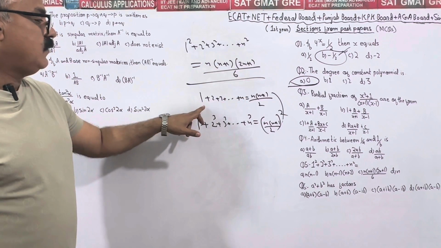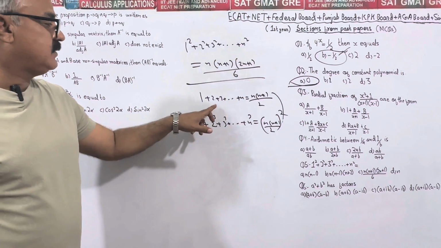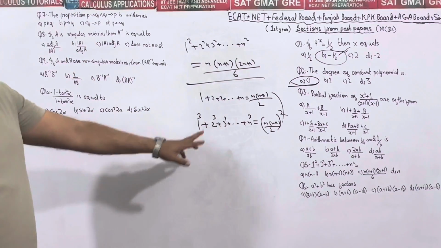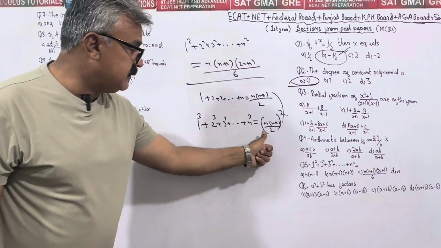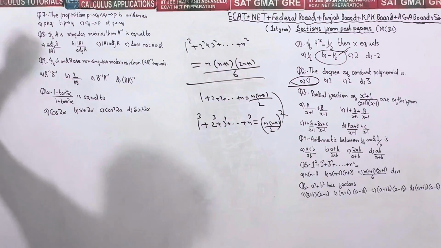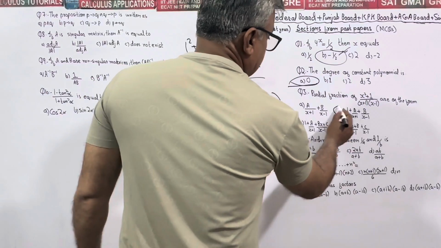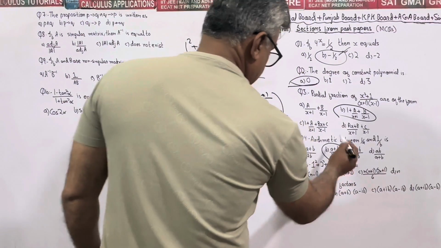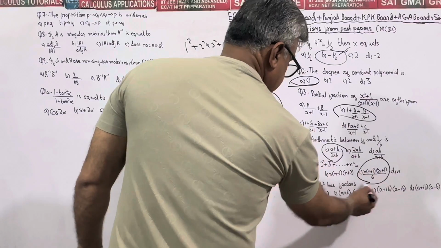over 6. Sum of first n natural numbers, 1 plus 2 plus 3 plus up to n, is n times n plus 1 over 2. And the sum of cubes of first n natural numbers is given by n times n plus 1 over 2, overall squared. So the option in that case was this one. And what about this? This is a plus b over 2ab. In that case, C is the right option.